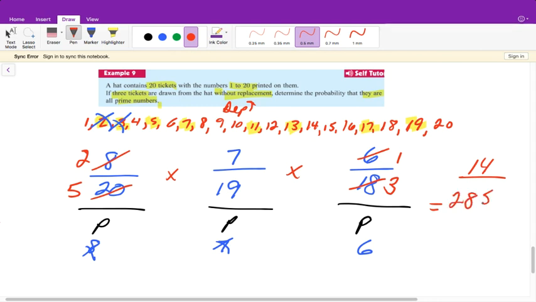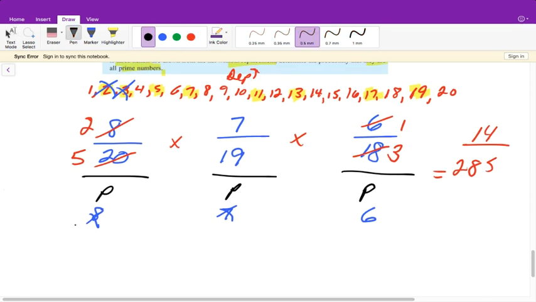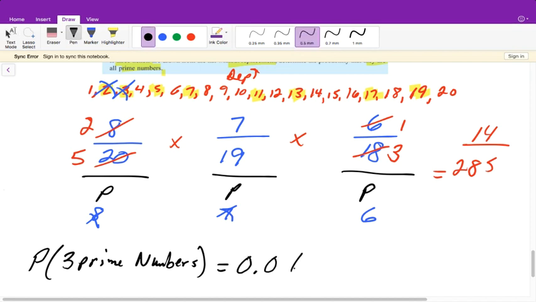So then the probability, let's just scroll down this a little bit, the probability of 3 prime numbers is equal to 14 divided by 285, which is equal to 0.049 or 4.9%. All right, that is it for this section, everything that you will need to know. And we're done with everything up until we get back from our break.